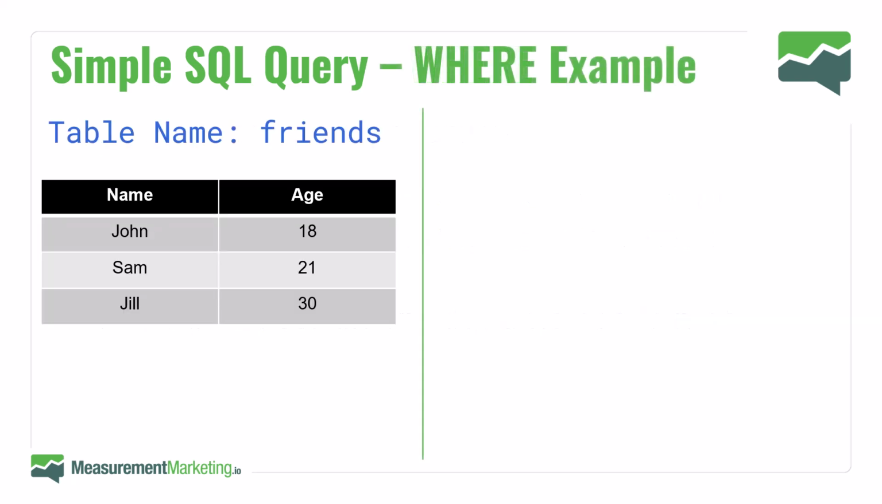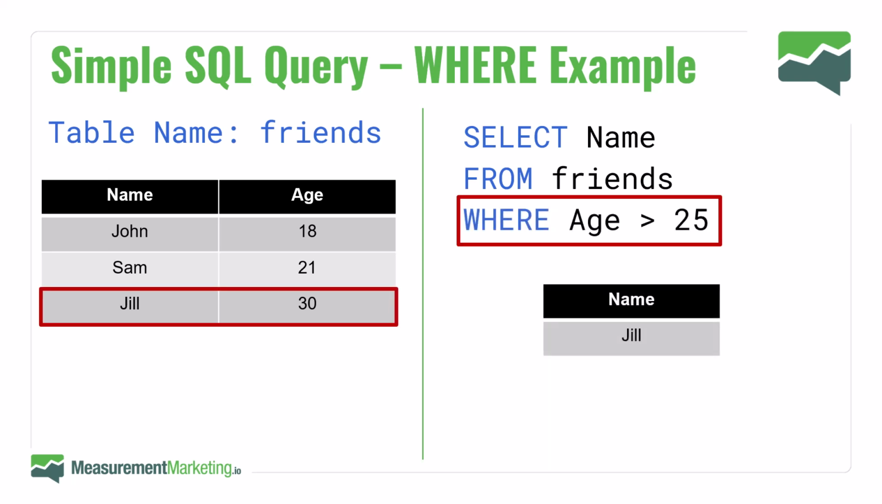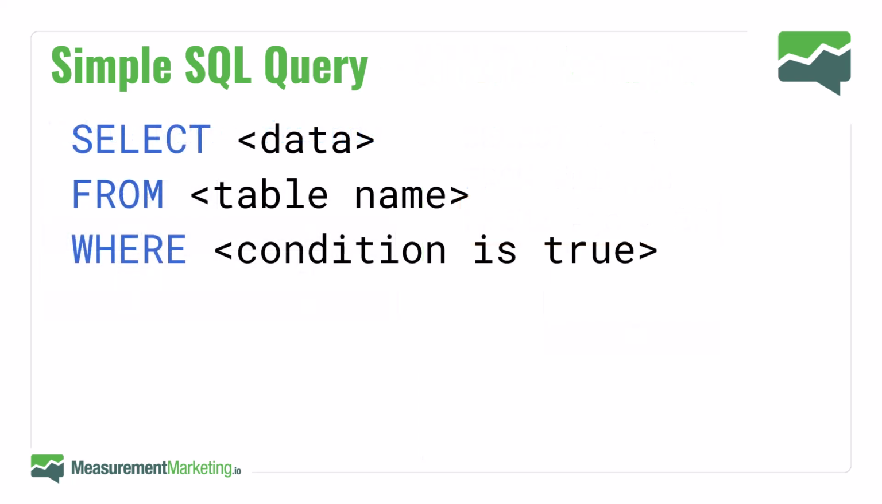Okay, so we have our friends table, right? John, Jill, and Sam. And now our query is going to get a little bit more complex. We have select name from friends, so we know we're selecting the name column from the friends table. But there's one last piece. We are saying where age is greater than 25. And in that case, what basically happens is the query looks at all the ages and it picks only Jill because she has the age of 30. So there you have it. A simple select query basically saying select data from table name where condition is true.